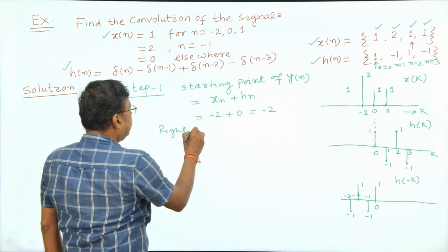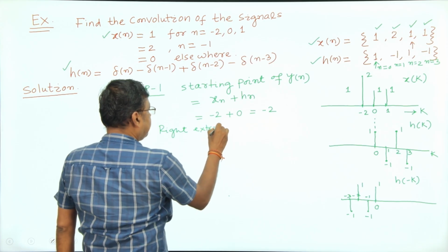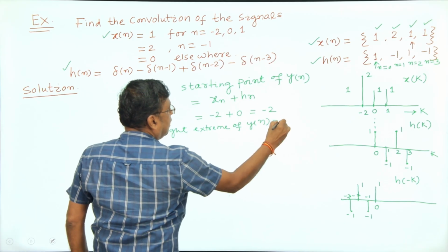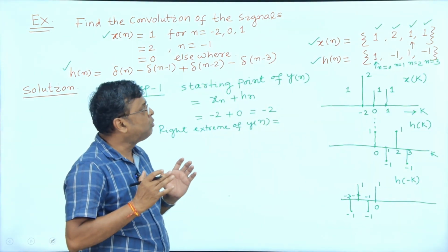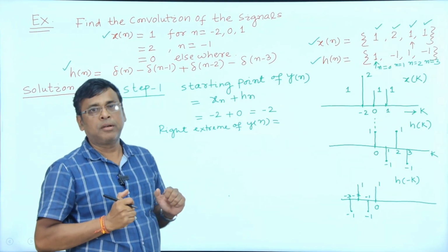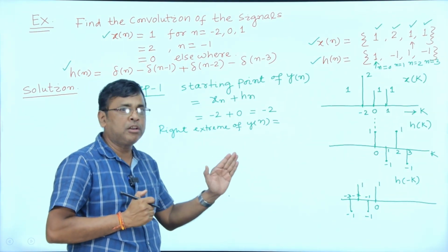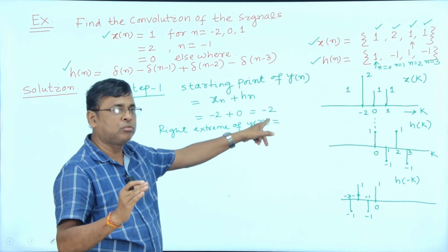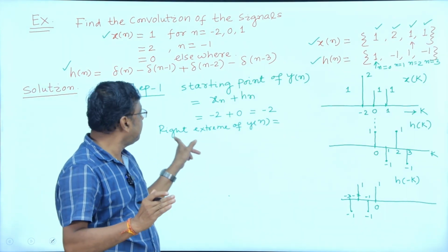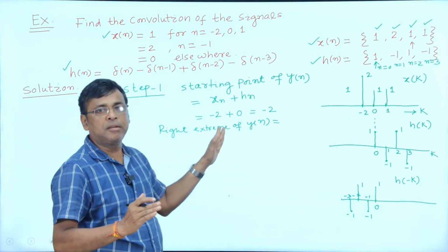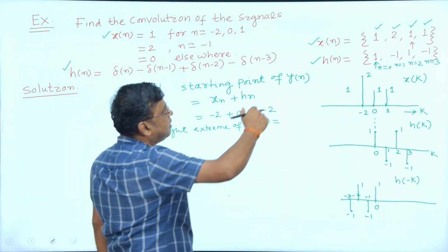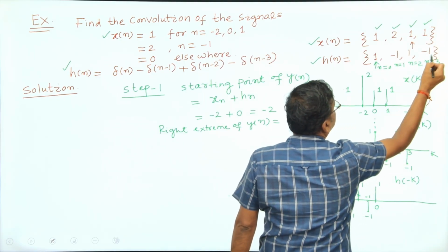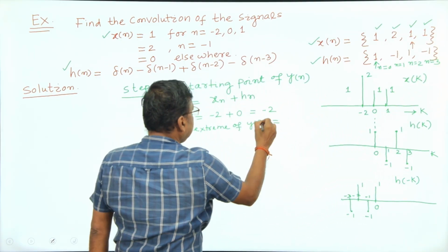Similarly, the right extreme point of y of n, that is the length. Our aim is to find y of n. What is the starting point of y of n? What is the ending point of y of n? The starting point of y of n must be n equal to -2, and the ending point or right extreme point of y of n equals what? The ending point of x of n is 1. Here the ending point is 0, 1. That's why 1 plus 3.